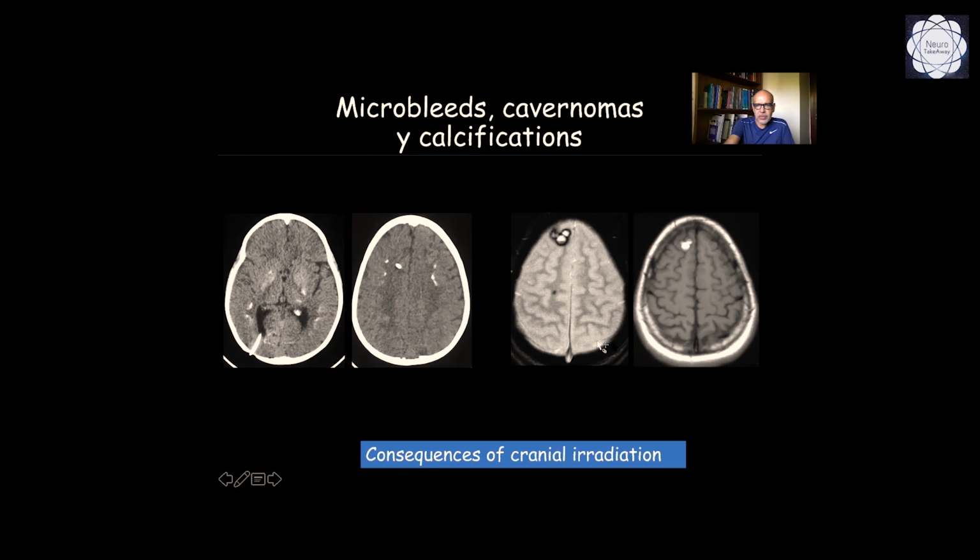On the right side, you see a patient with cavernomas in different places. This is a type 1 cavernoma of the Zabramski classification, with evidence of recent hemorrhage. These complications are usually asymptomatic, but sometimes can be associated with headaches or seizures.